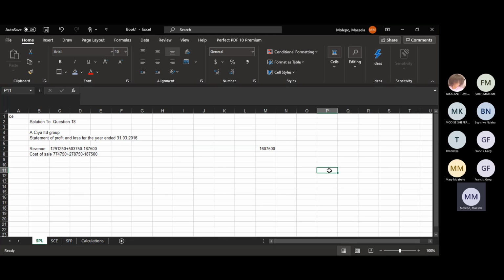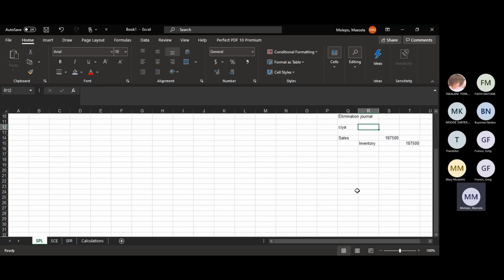Let's do this so that you understand it. I'm going to do the elimination in the form of journals, each one separately. So let's start with the journal of SIA. Here on its books, you are going to have sales of 187,500. What is it selling? It is selling inventory of 187,500.